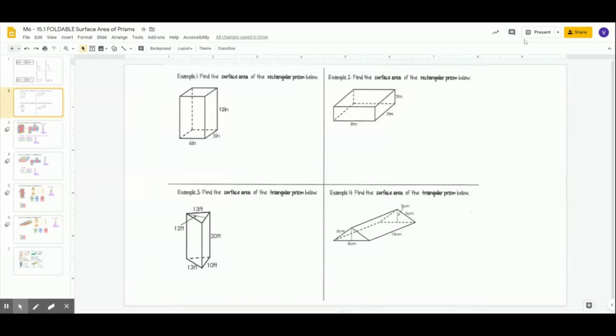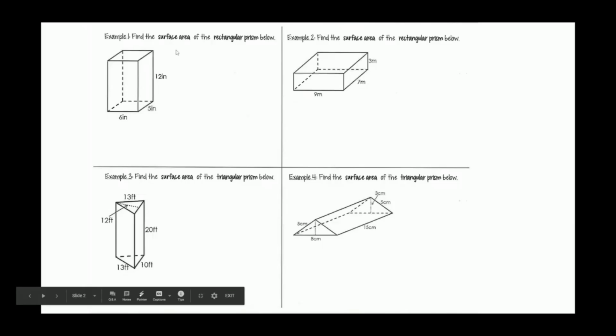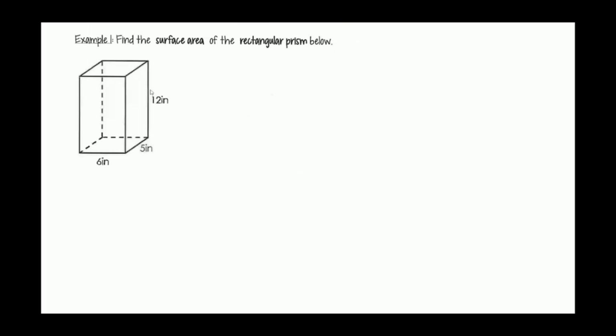In this video series, we're going to learn how to find the surface area of rectangular and triangular prisms. And in part one, we're going to focus on rectangular prisms. So remember, surface area is the area of all the sides added up.